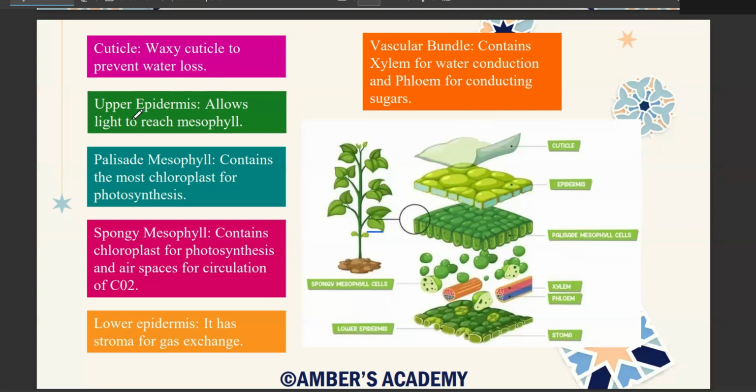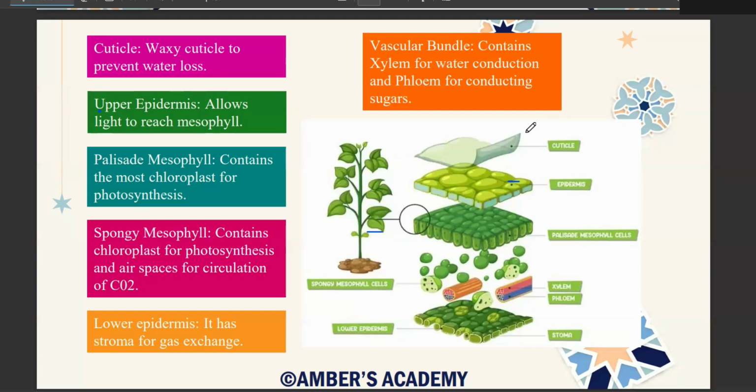Then beneath the cuticle, we have the upper epidermis. The epidermis is basically divided into two categories, upper epidermis and lower epidermis. This part right after the cuticle is your upper epidermis, and we'll do the lower epidermis afterwards. The upper epidermis is there to allow sunlight to reach the mesophyll.